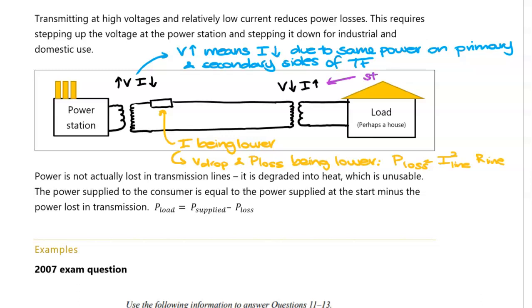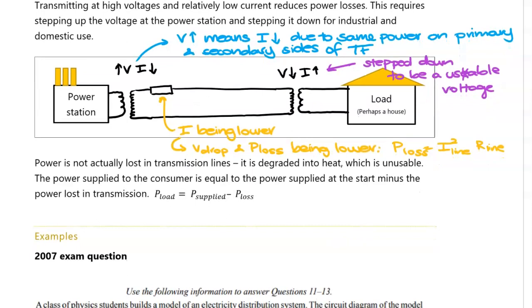Down at the end, so step down to a usable voltage. I think I misspelled that, voltage. Nice. So remember, power is not actually lost in the transmission lines, it's transferred. So it's degraded into heat, which is unusable and unhelpful. The power supplied to the consumer is equal to the power supplied at the start minus the power loss in transmission. So it's still that P load equals P supplied minus P loss, or V load equals V supplied minus V drop or loss.